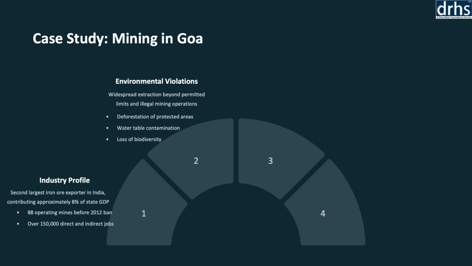Environmental degradation included deforestation, loss of biodiversity, soil erosion, and contamination of rivers like the Mandovi and the Zuari due to sedimentation and chemical runoff. Aquifers were disrupted and agricultural land was dumped with mining sludge.